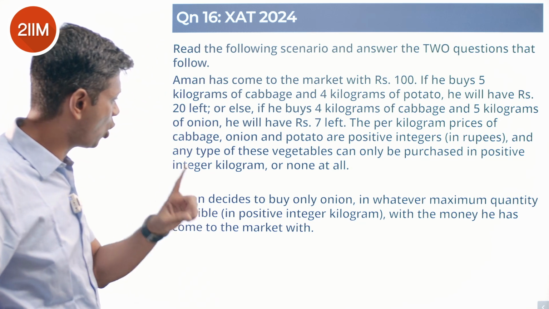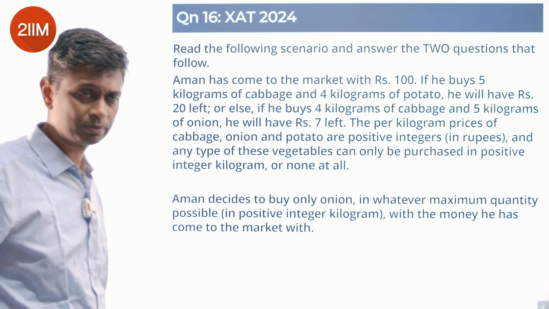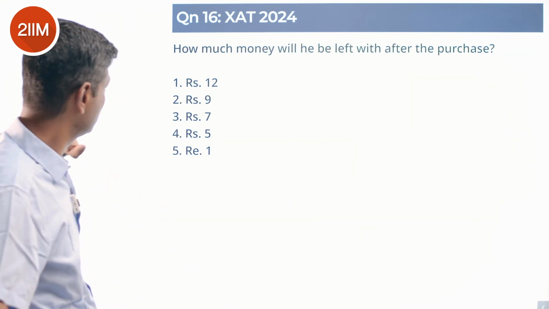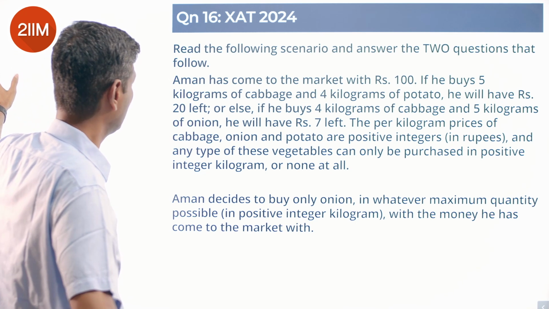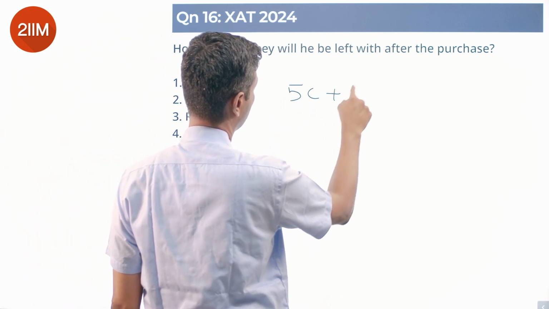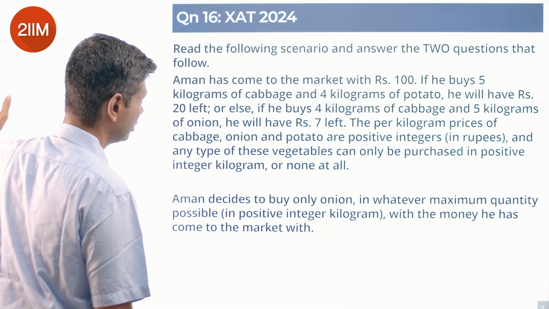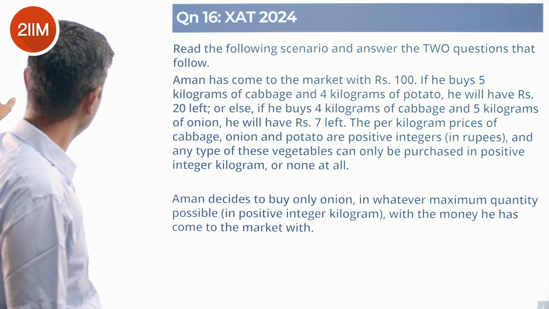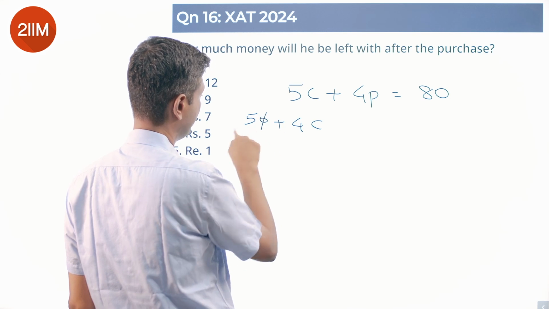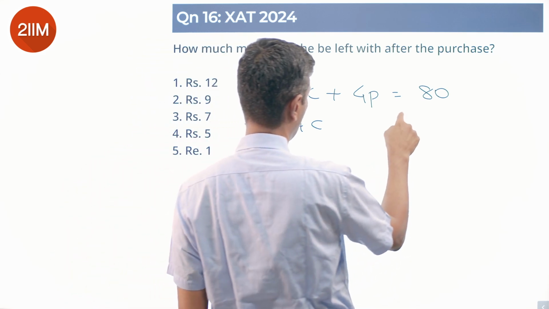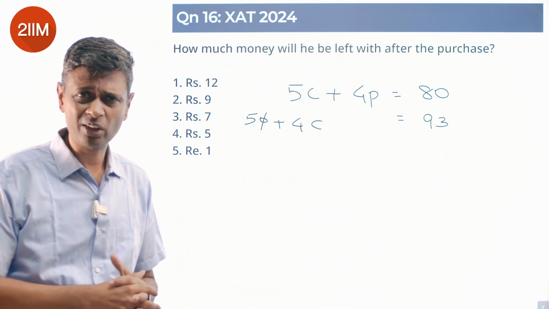Aman decides to buy only onion in whatever maximum quantity possible with the money he has come to the market with. Nice. Let's do this. Let's frame the equations. 5c plus 4p is equal to 80. Second one, 4c plus 5o, I'm writing it like this, otherwise you'll get confused with zero, is 93. And c is an integer, p is an integer, all of that.